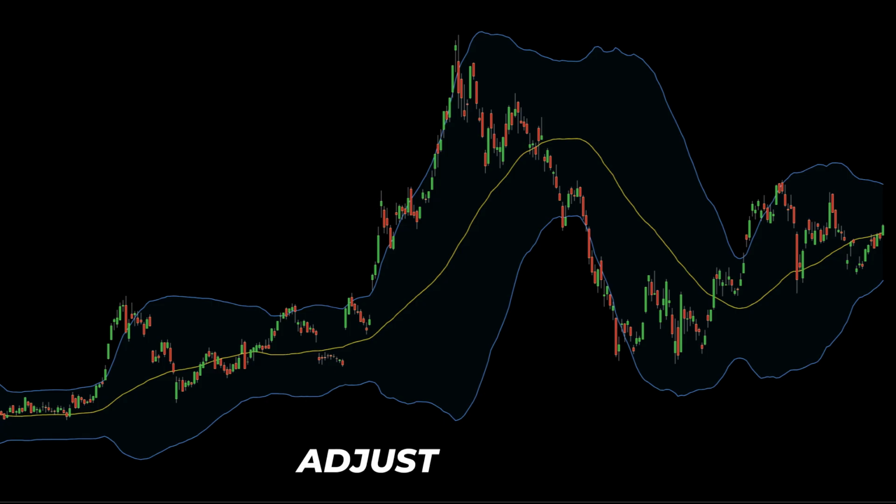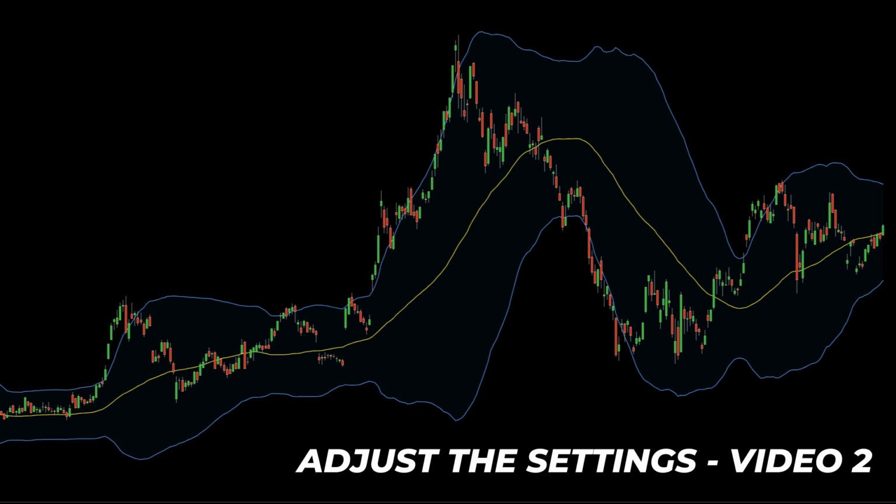And finally, do not be afraid to change your settings. Fit the indicator to the market, not the other way around. And when you make these adjustments, you start trading what the market is actually doing, not some old textbook rule that says you should do it this way.